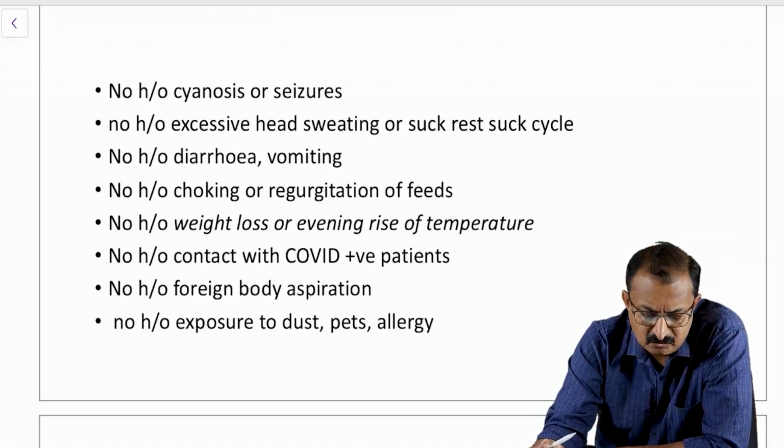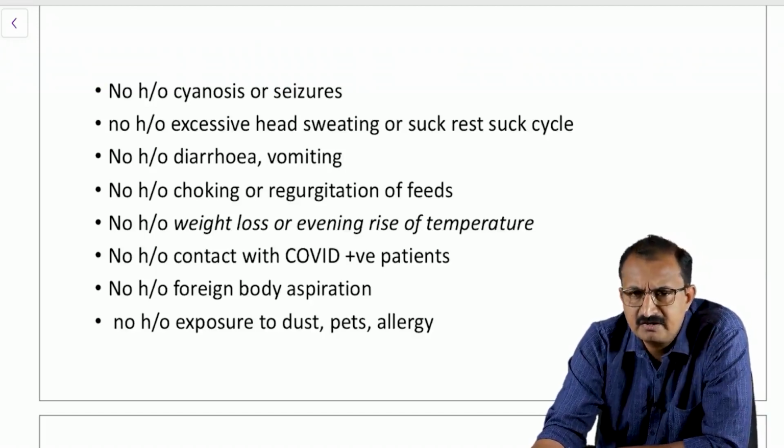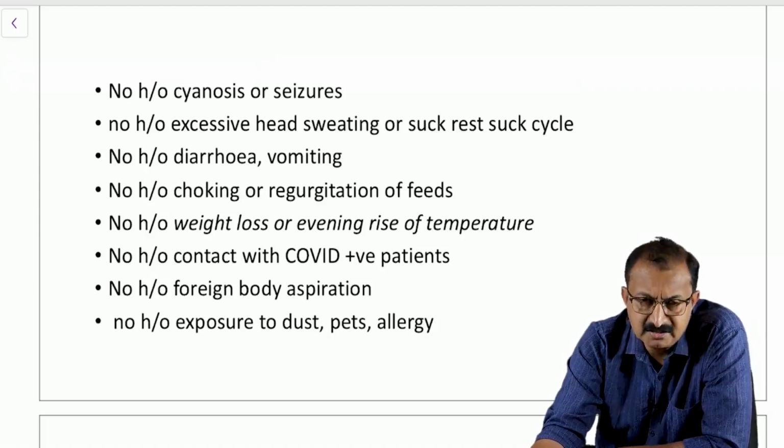No history of diarrhea or vomiting. No history of choking or regurgitation of feeds. In small infants, they may develop gastroesophageal reflux, which can lead on to aspiration and can lead on to respiratory symptoms. So frequent vomiting or regurgitation of feeds, that history is important.